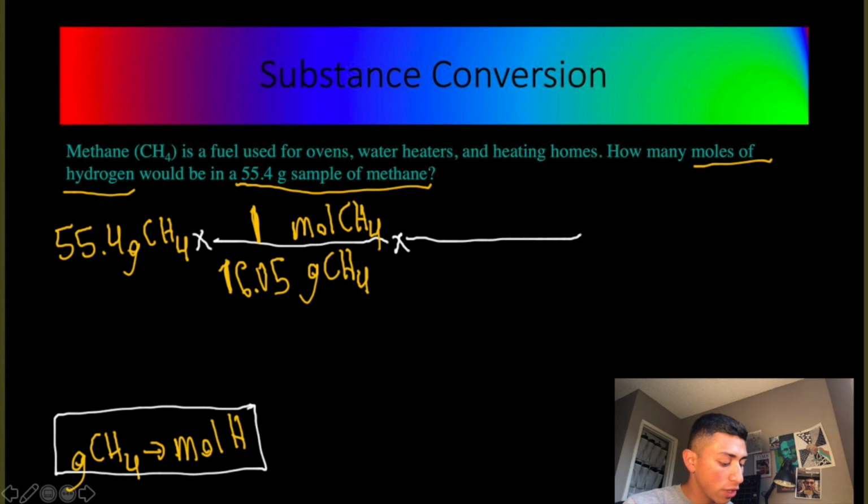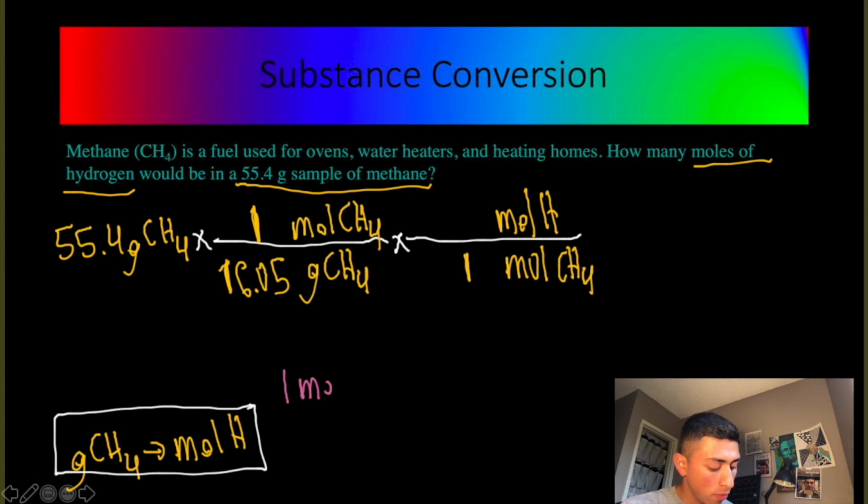Now we need to do a conversion from moles of methane, which is CH4, to moles of hydrogen. For every 1 mole of methane, how many moles of hydrogen do we have? Just like I did in the previous problem, for every 1 mole of CH4, we essentially have 4 moles of hydrogen.